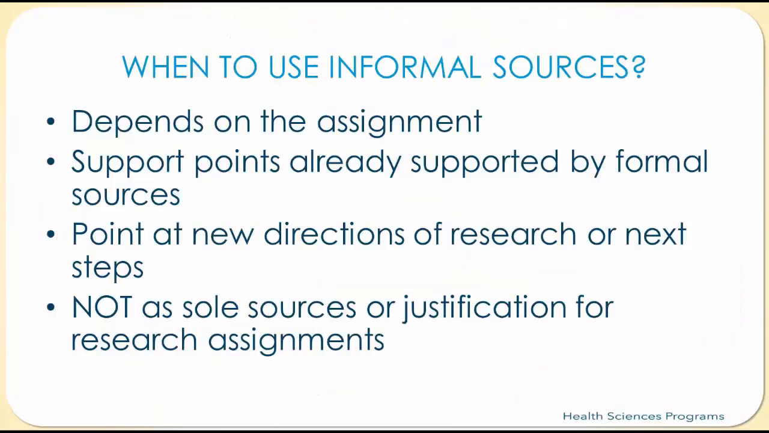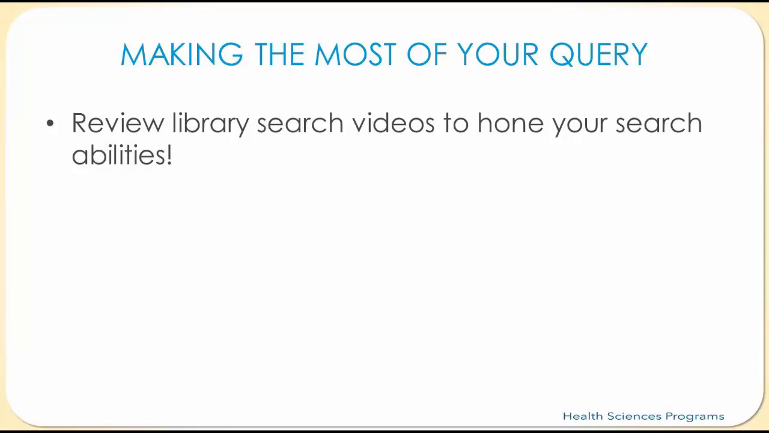After searching these top sources, exploring second-tier and informal sources is appropriate. For example, an informal source can provide additional support in existing arguments or point to a new direction in practice. Many peer-reviewed articles take months or years to get published, so informal sources often have cutting-edge information. However, you do not want major arguments in your assignments only supported by informal sources. Please be sure to review the library videos to hone your search abilities.